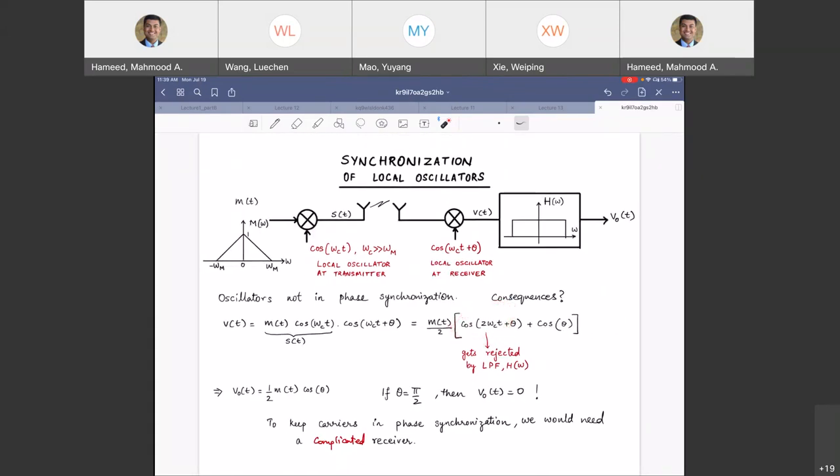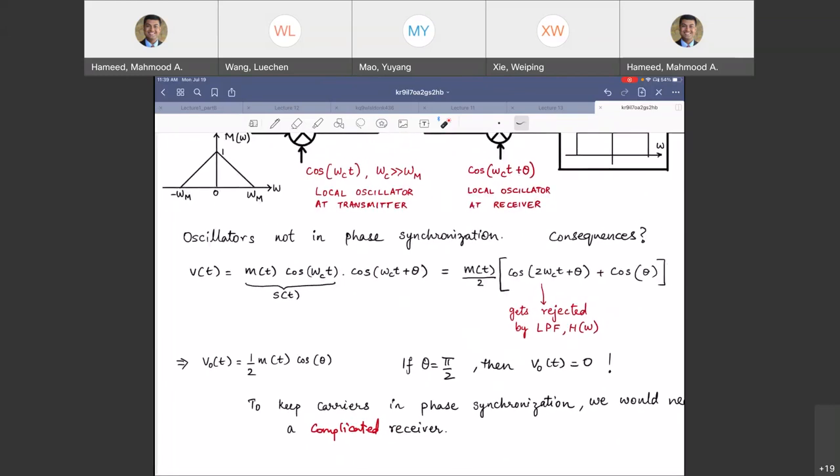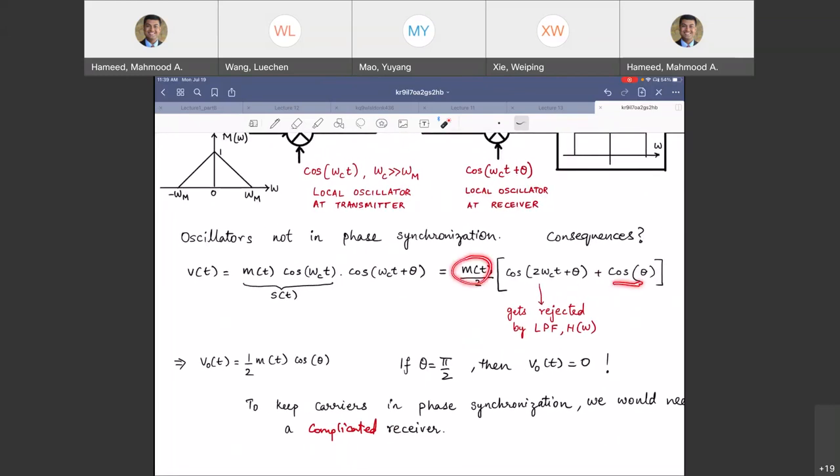So what you will end up with is half m of t cosine theta, where theta is the phase difference between the local oscillator used at the transmitter with respect to the receiver local oscillator. So you see, if theta is zero, it's perfect, half m of t. The local oscillators are in sync, no problem. But if theta is pi over 2, v of t is zero.